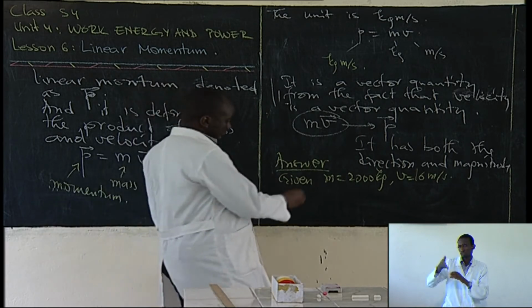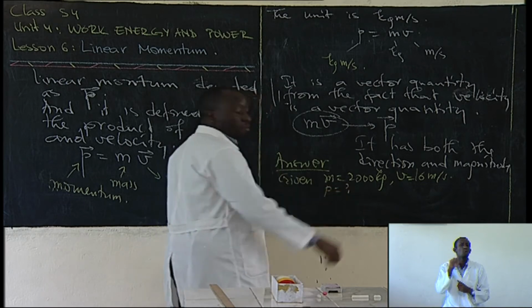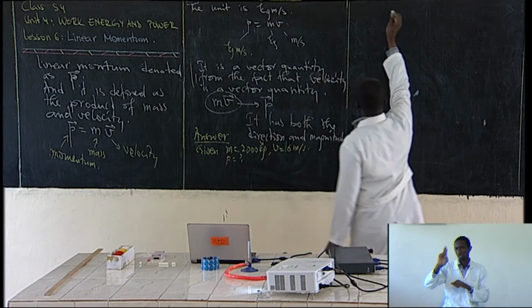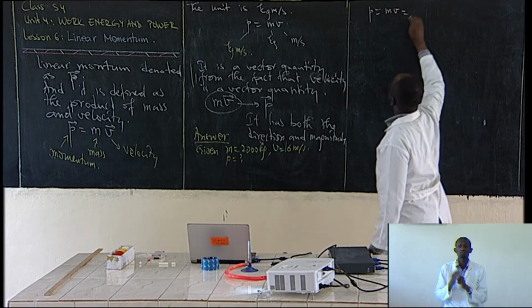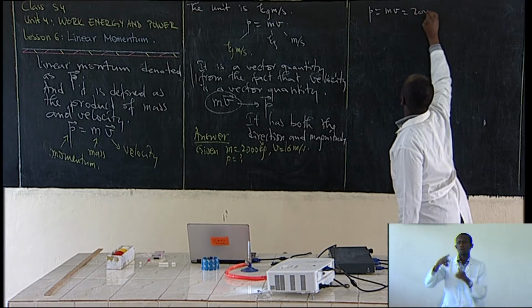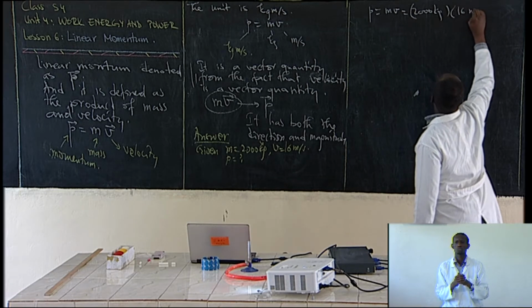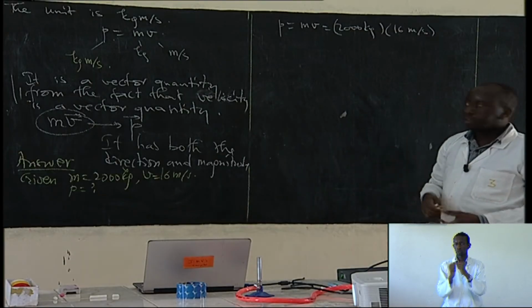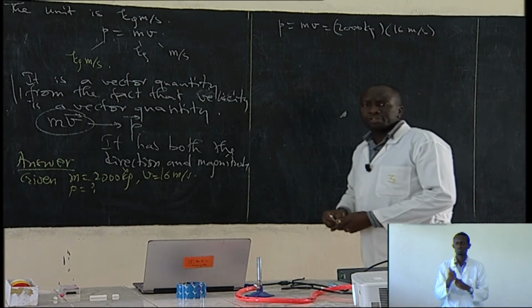We apply the formula, because we were asked to find the linear momentum. What is this linear momentum? We find that linear momentum equals mv. Then we substitute. We find 2,000 kilogram times 16 meters per second, right? And what do we find? Very simple. You can multiply this by 16.